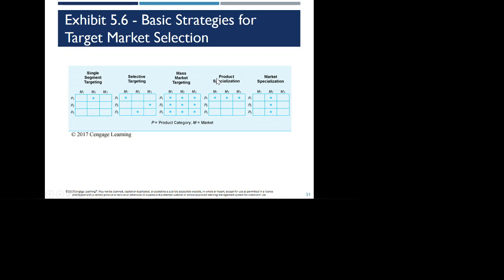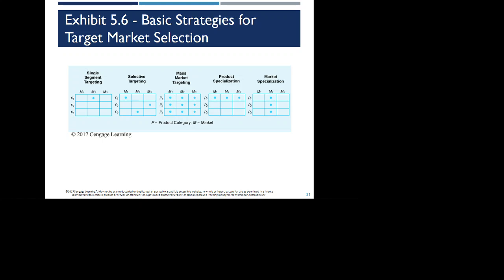So once you've identified all these segments, then you have to do what we call targeting. You have to decide which segment you're going to actually go after. And so these are 5 examples of segmentation schemes. The one on the left, single segment targeting. Obviously, you're putting one product into one market. So the P's down the left side are different products. The M's are the different markets.